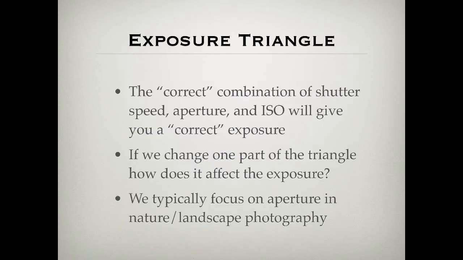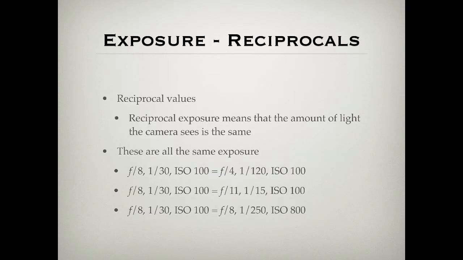So remember, as I said in the other slide, the correct combination of shutter speed, aperture, and ISO will give us the correct or good exposure. And remember, we focus on aperture in landscape and nature photography. If we change one part of the triangle, it may require us to look at and make adjustments in the way it affects the other parts of the triangle.